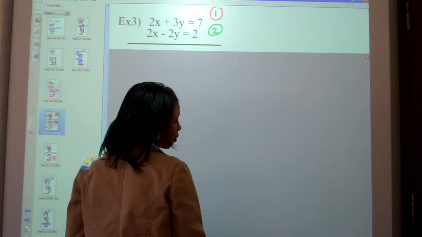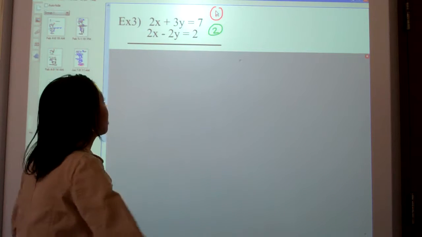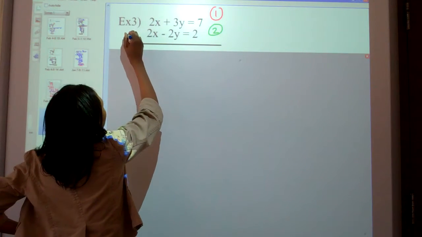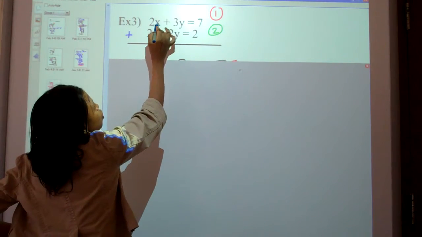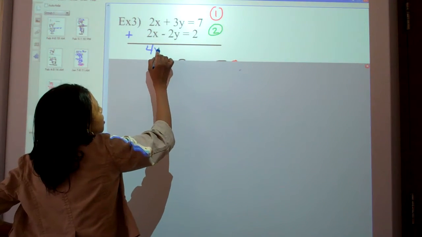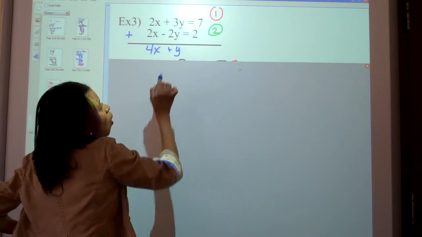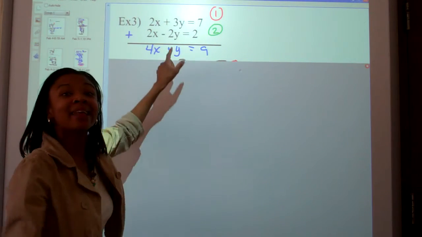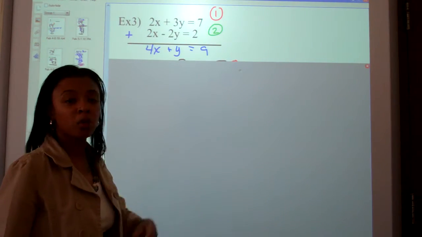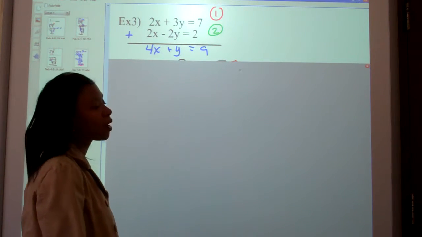What I'm going to do, remember, is they must first of all be in standard form. I want to add them together. Okay? But when I add, what I say is 2x plus 2x is 4x. 3y plus a negative 2y is plus y. And then equals 9. Did we eliminate an x or did we eliminate a y? The answer is no. So that didn't work out so great.